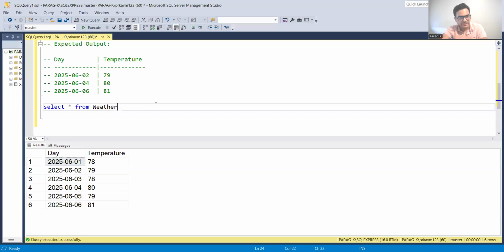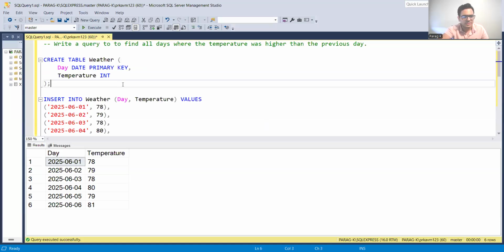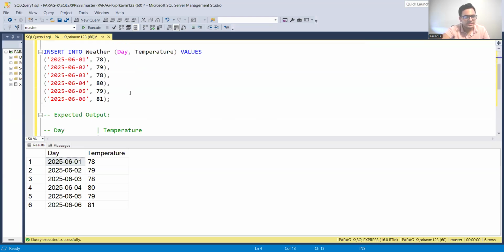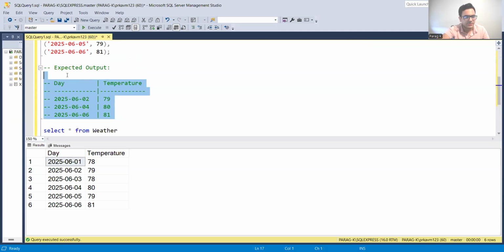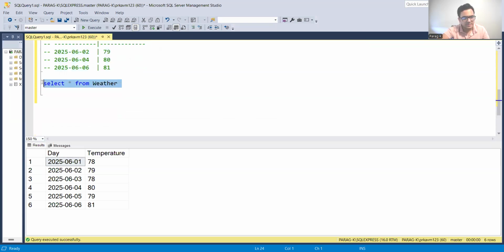So here we have this thing, okay? So let's just see the question. What does the question say? The question says, write a query to find all the days where the temperature was higher than the previous day, okay? So this is the create table and insert into table and the expected output table, and then we also have the select everything from weather.